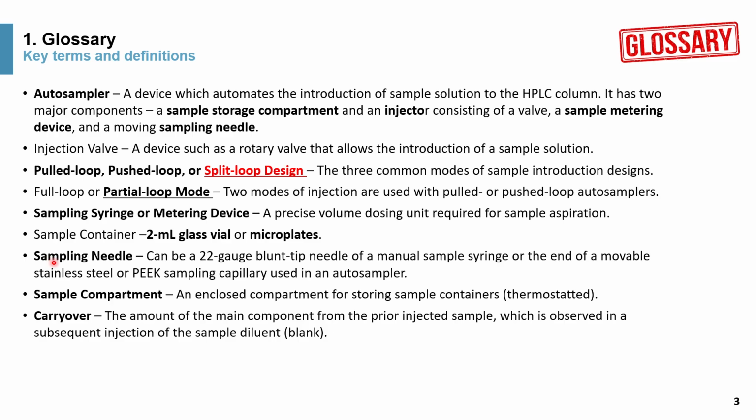Let's talk about the sampling needle. A sampling needle can be a manual syringe, a manual Hamilton syringe, typically a 22 gauge blunt tip needle for manual injection, or, most likely in an autosampler, the end of a moving stainless steel or PEEK sampling capillary. A sample compartment is an enclosed compartment for storing sample containers, typically highly thermostated.